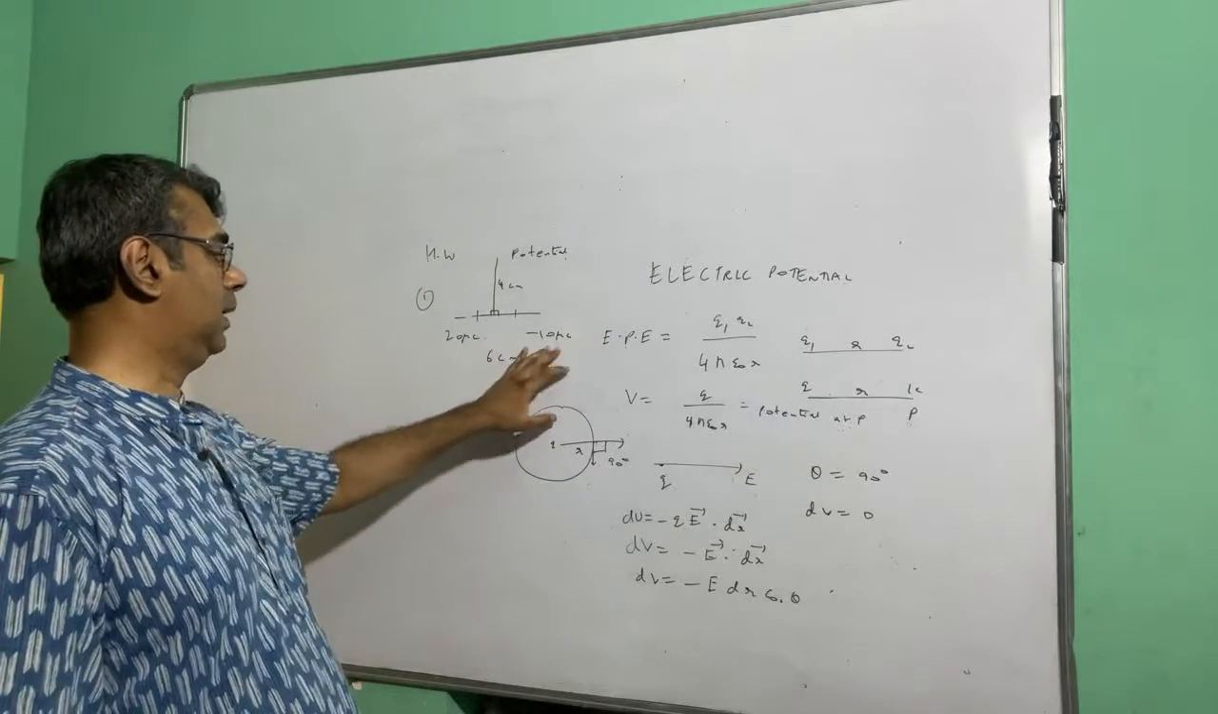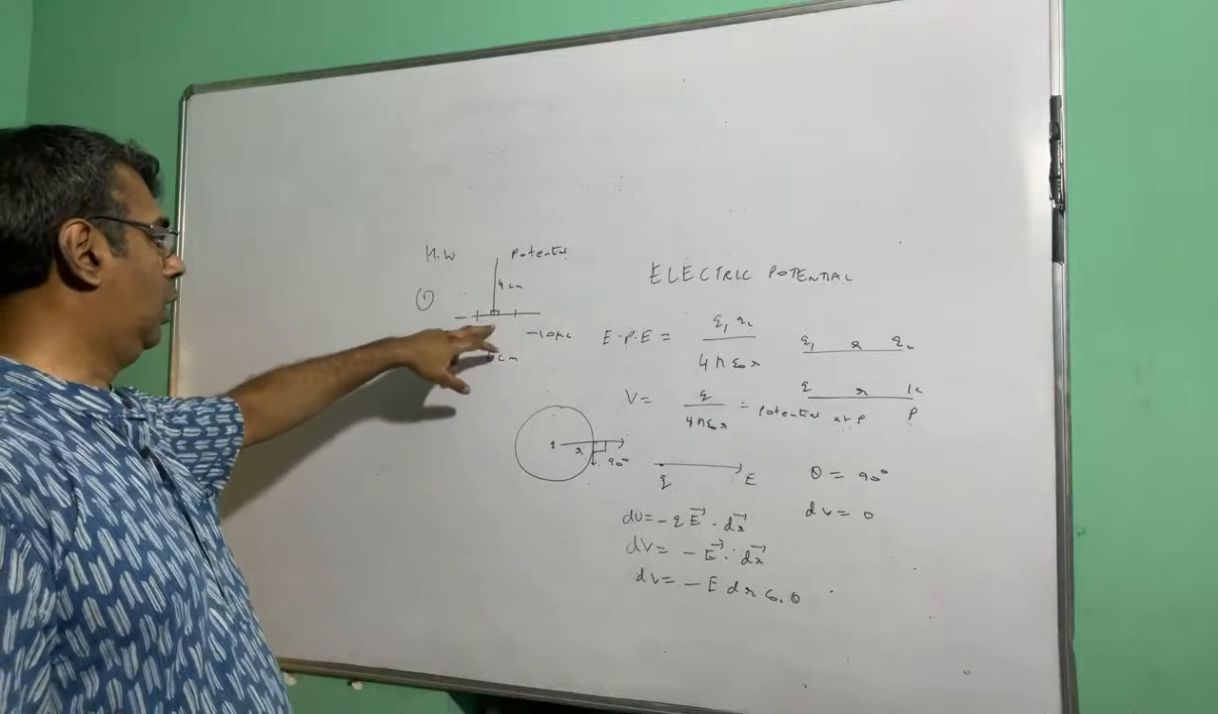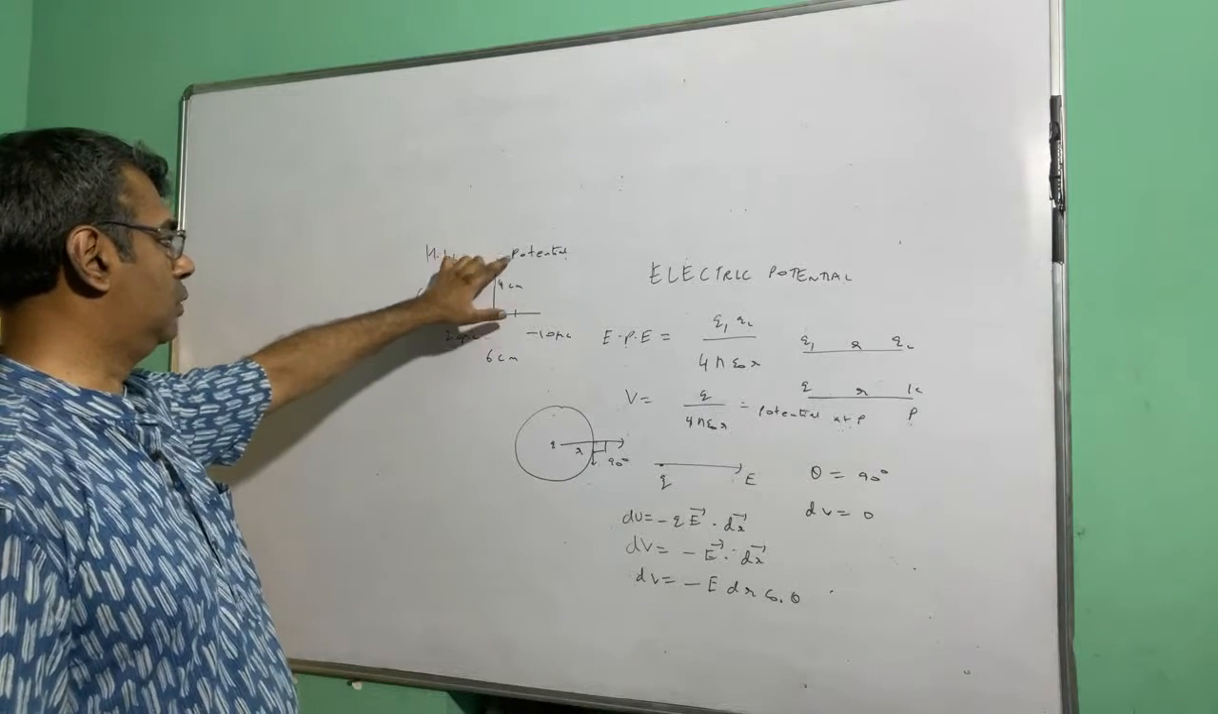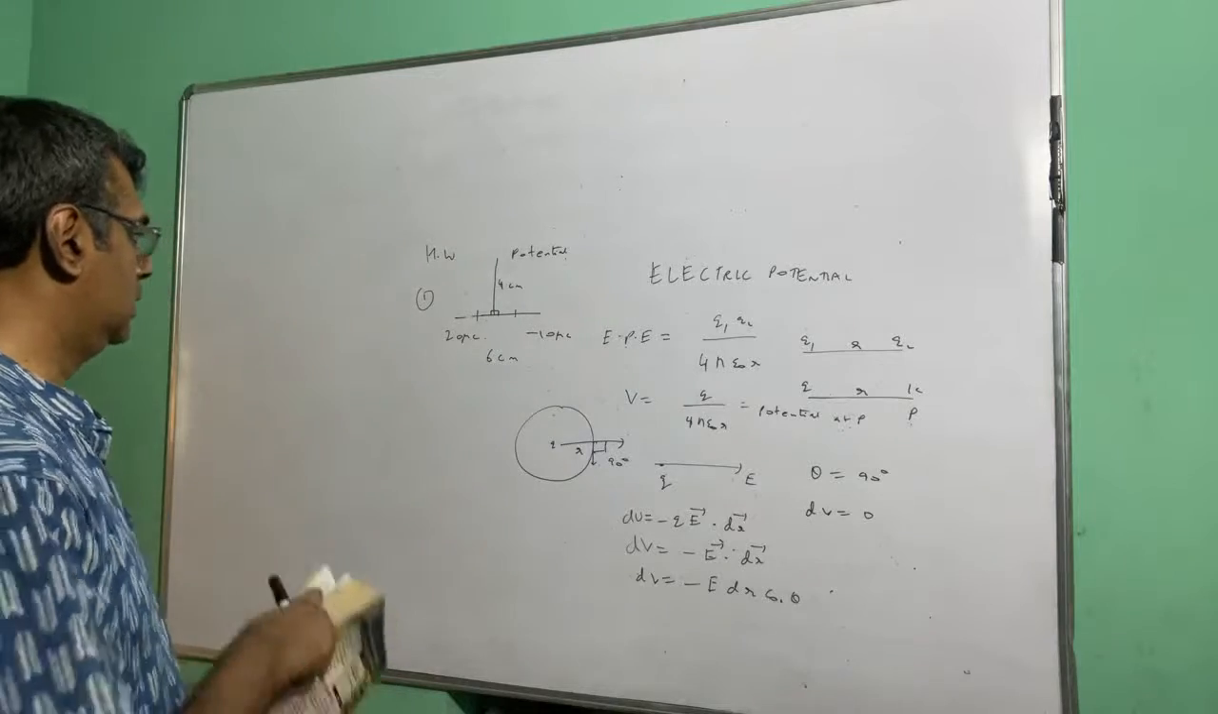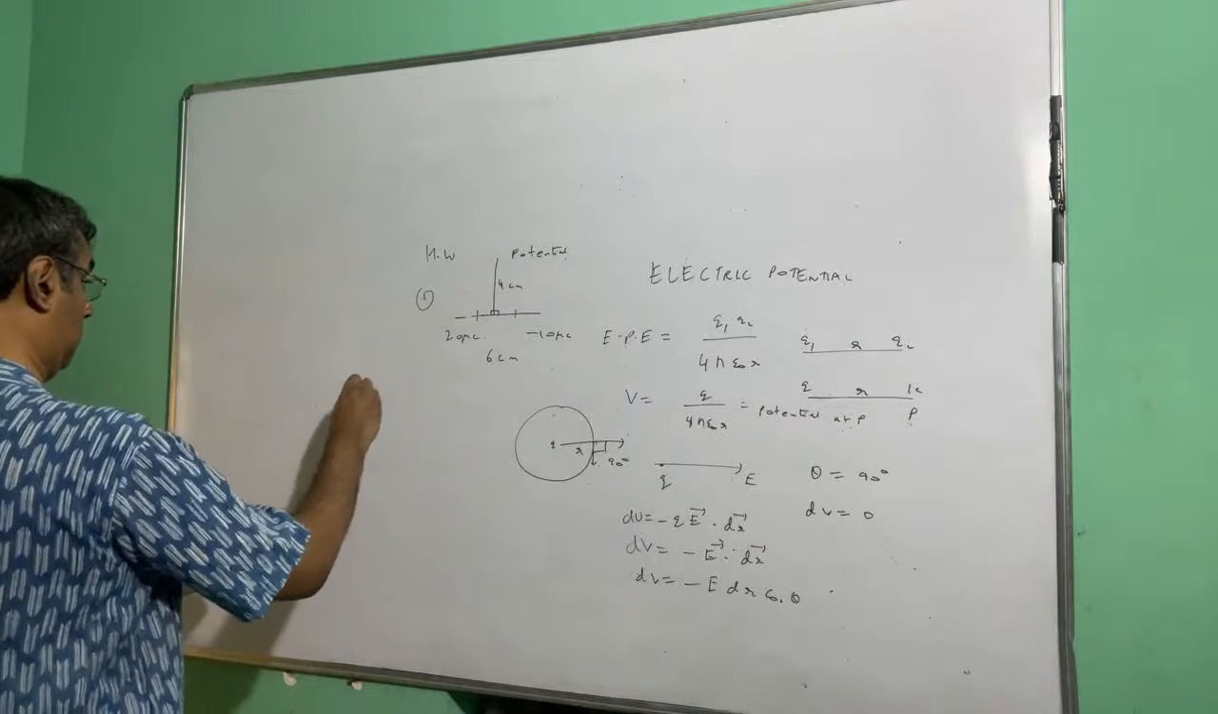So 20 and minus 10 microcoulomb, you join them, and on the perpendicular bisector at a distance 4 centimeter you have to find the potential. This is the first homework question.